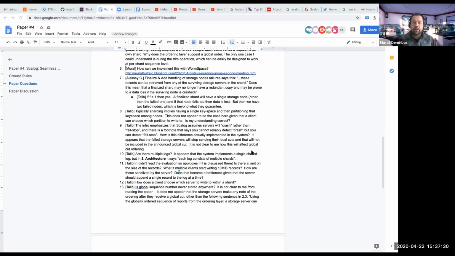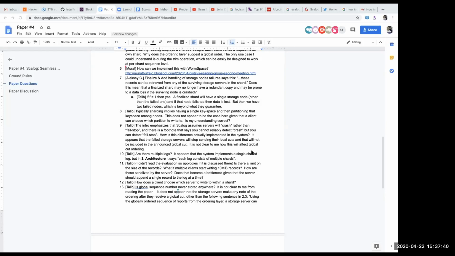Talib, can you tell me what's wrong with very large records? Because you can't write it once, so you lose the atomicity. Is that the problem? Yes, yes. Sorry, I think I'm missing something. Can you explain the relation between size and strong consistency? Why is a large record an issue for strong consistency in this case?